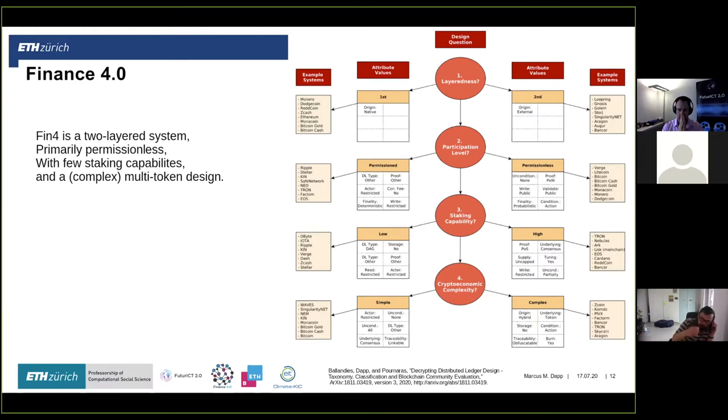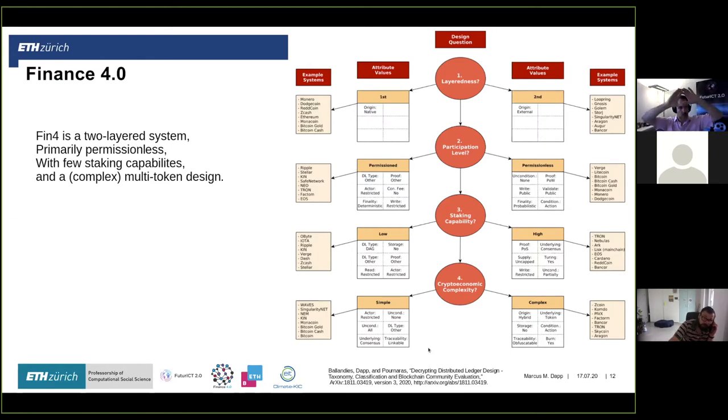But we are very much interested in extending this work and coming up with a way of describing the next layer on top of what we've done for multi-token systems and designs. I just saw in the chat, yeah, exactly, DL stands for distributed ledger. So, sorry for that, yeah, okay, distributed ledger.